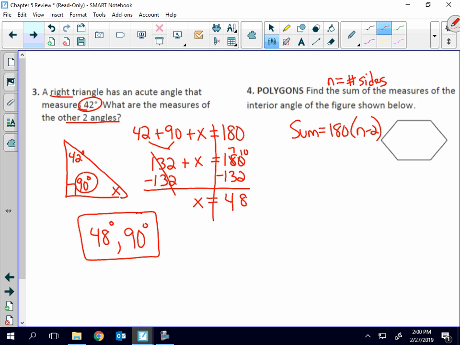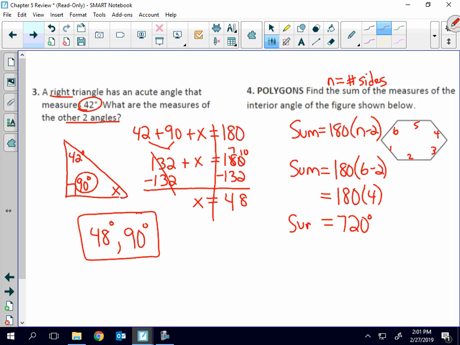So how many sides does it have? I got 1, 2, 3, 4, 5, 6. So it has 6 sides. So all you got to do is plug in 6. The sum is going to be 180 times 6 minus 2 for n. And of course, if we're simplifying this, we have to do parentheses first. So we do our 6 minus 2, which is 4, and then we multiply 4 times 180. So the sum of all these interior angles is 720 degrees.